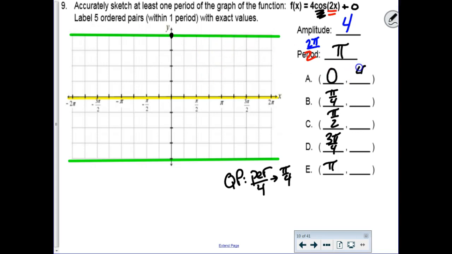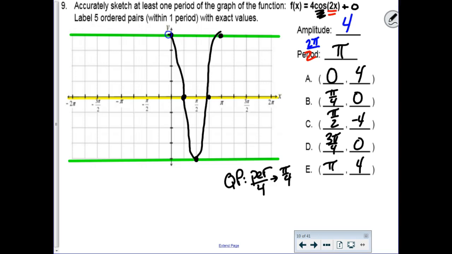You should see some graphing symmetry though. 0 starts up at the top here, 4, and then the next pi over 4, which must be in the middle here, comes back to the middle. Oh, pen. What you doing? There we go. And then the next ordered pair is down here at the minimum, which is -4. Then back to the middle, back to the top. And then you hope for the best. Close enough.